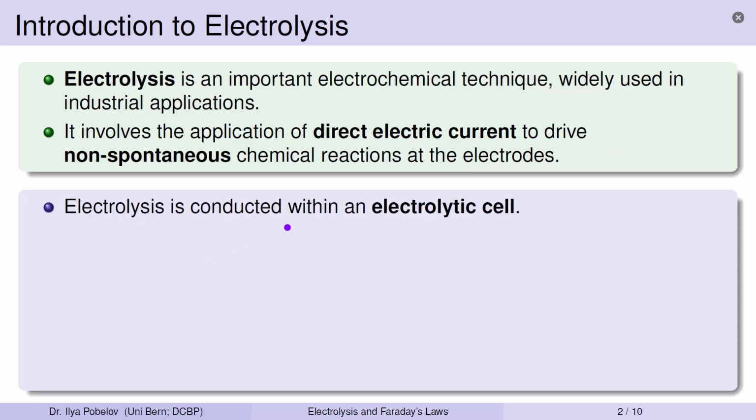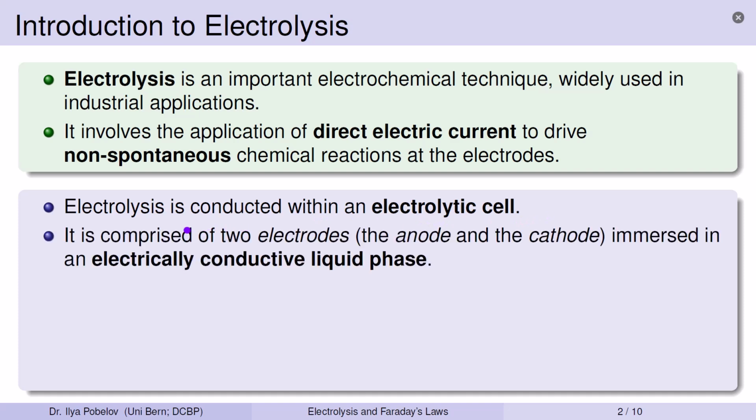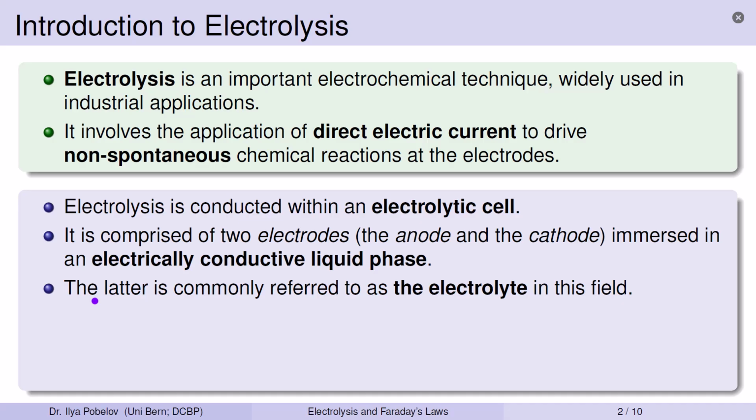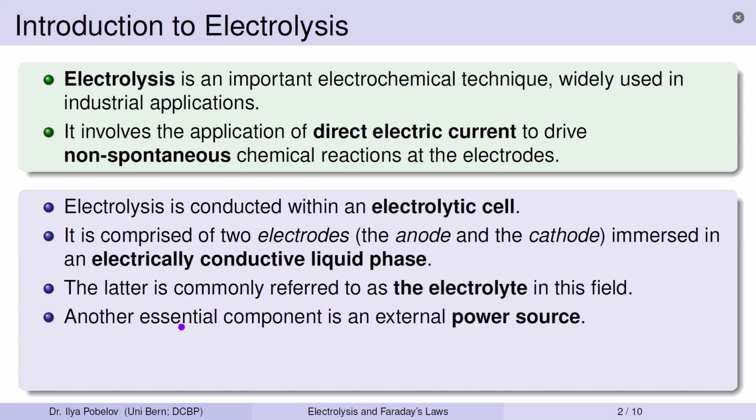Electrolysis is conducted within a specialized apparatus known as an electrolytic cell. This cell is comprised of two electrodes, the anode and the cathode, immersed in an electrically conductive liquid phase. The latter is commonly referred to as the electrolyte in this field. Another essential component of the electrolytic cell is an external power source.